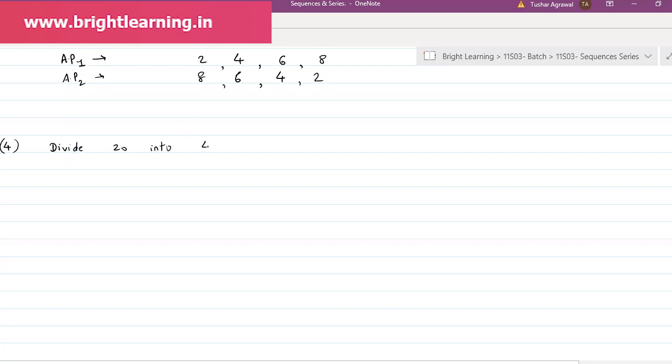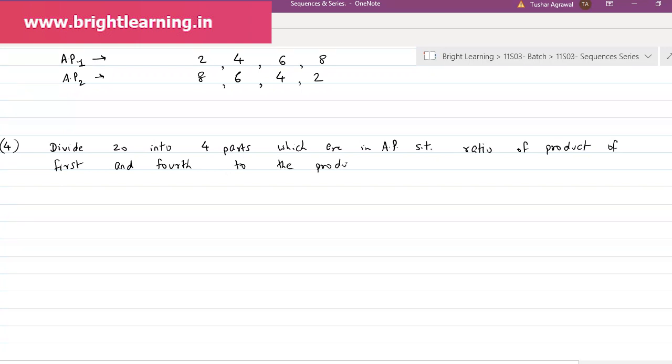Divide 20 into 4 parts which are in AP such that the ratio of the product of the first and fourth to the product of the second and third is 2:3.